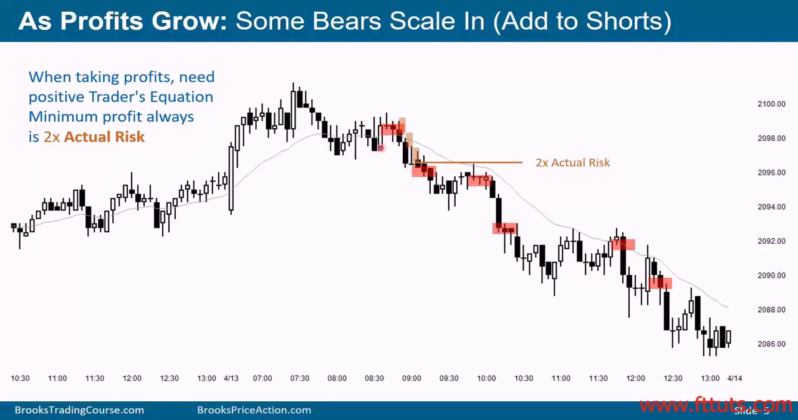For example, had you sold below the low of this bar, and then you see this bear breakout, you discovered that your actual risk was to just above the high of this bear bar. So your actual risk was the height of this brown box. Here's 1 times your actual risk. Here's 2 times your actual risk.